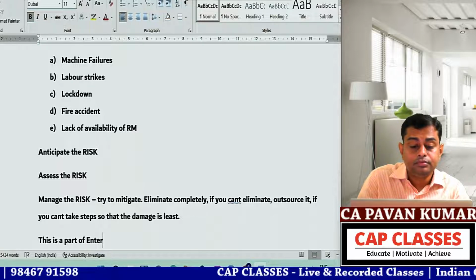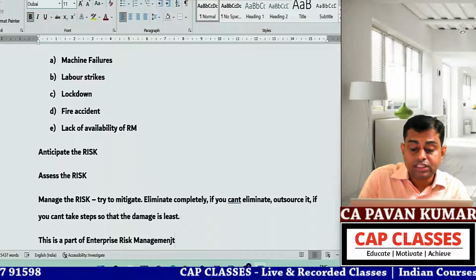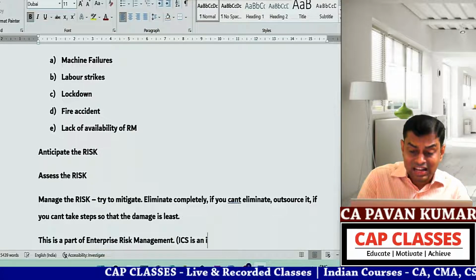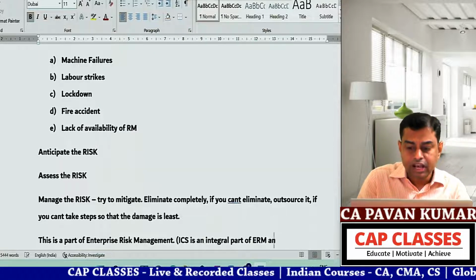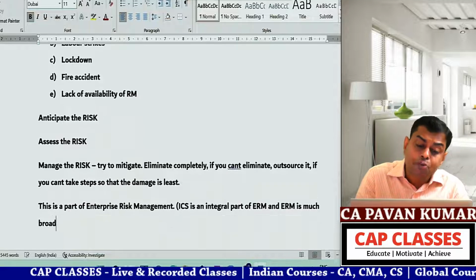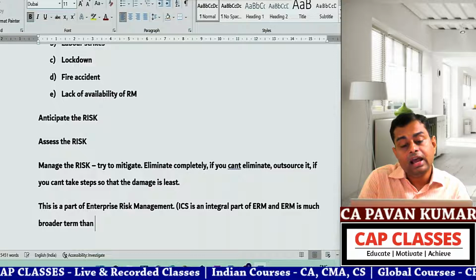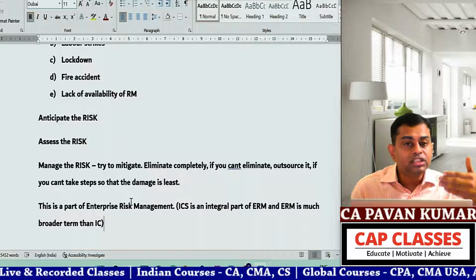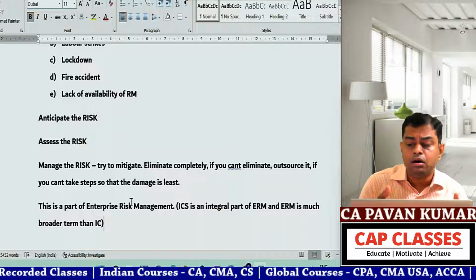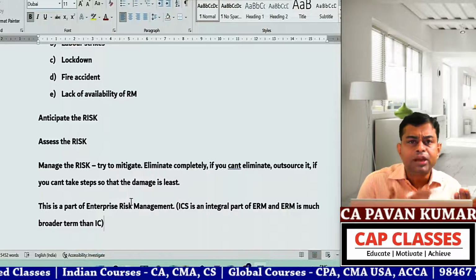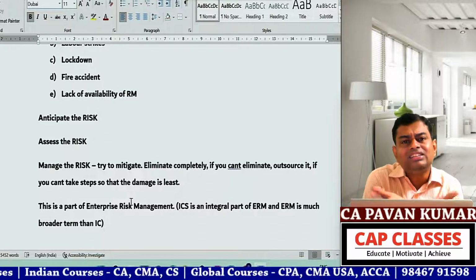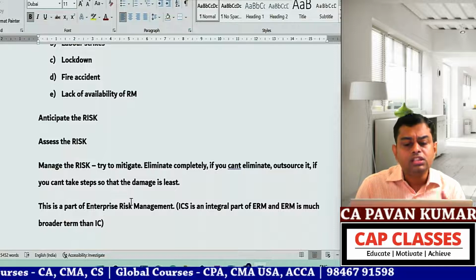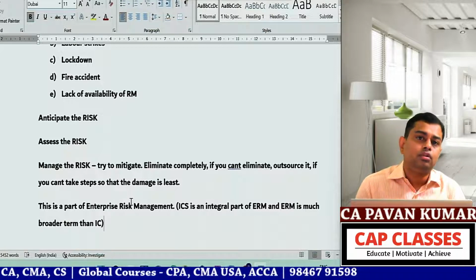This is a part of enterprise risk management. Why did we spend time on this? Because internal control system is an integral part of ERM, and ERM is much broader term than internal controls. They are not different. So if you read enterprise risk management and if you read internal controls, you will come to me and say, Pavan sir, I read this page, so many things are common, Pavan sir. The objectives of ERM, the objectives of internal control, there are so many commonalities because enterprise risk management includes internal control, obviously.